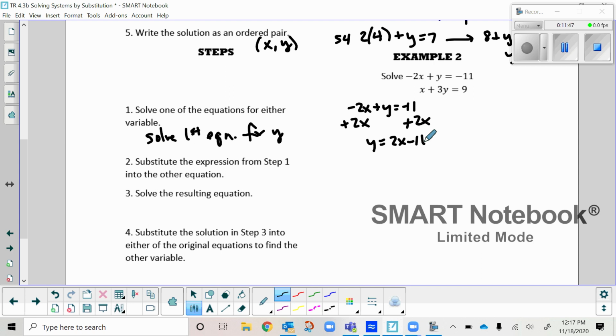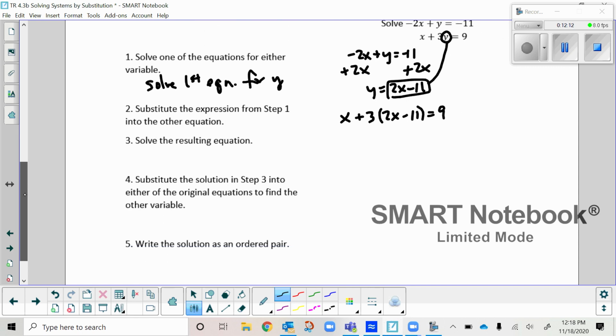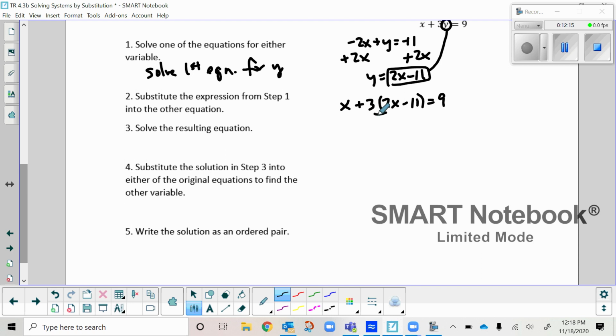And then for the second step where you substitute that into the other equation, you have to use the second one. You can't use the first one again. So I'm going to take that 2x minus 11 and plug it in for y in the second equation. And that gives me x plus 3 times parentheses 2x minus 11 equals 9. And then I do distributive property here and have x plus 6x minus 33 equals 9.